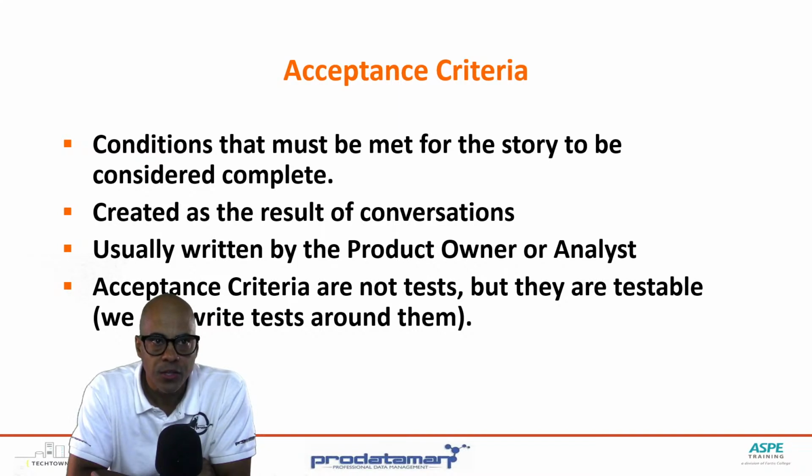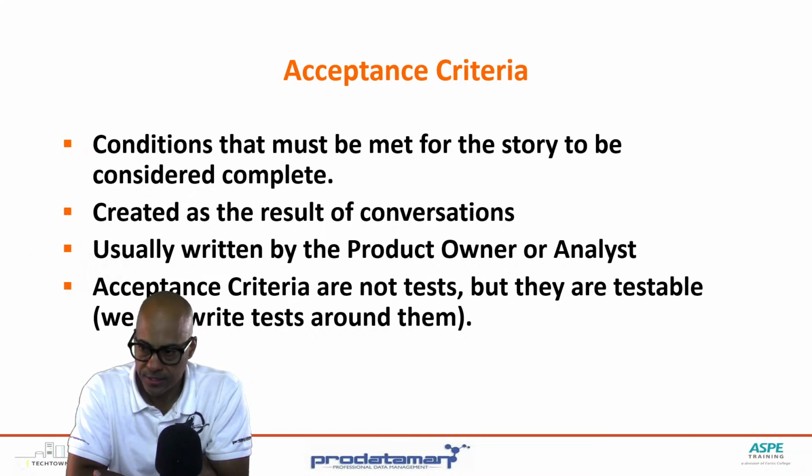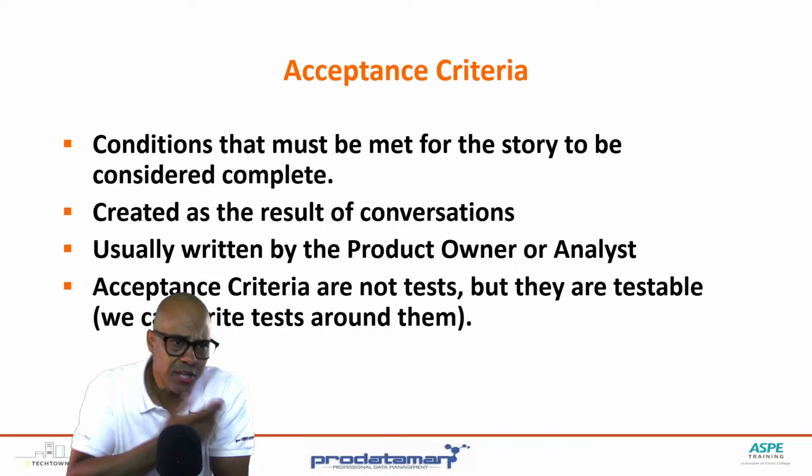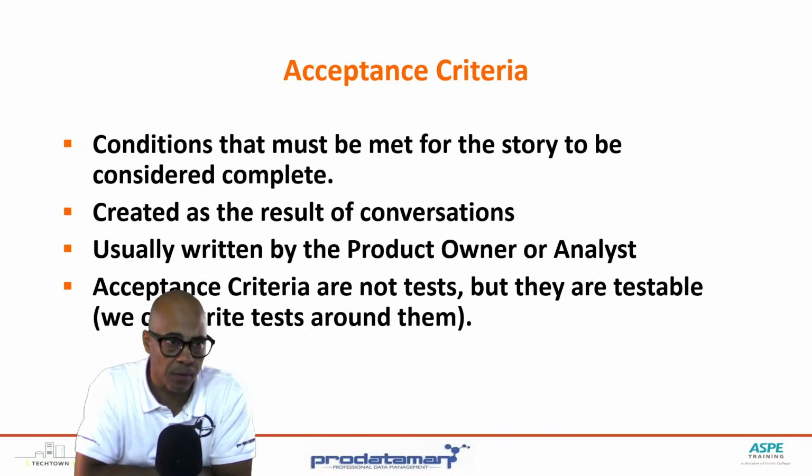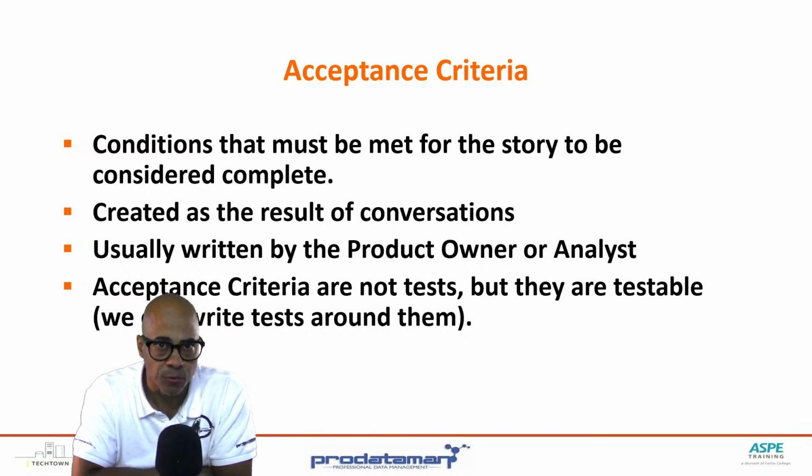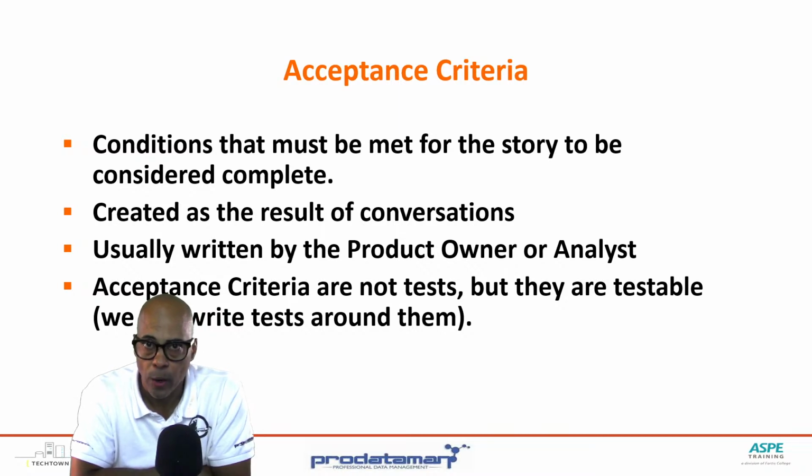So you guys remember when we're talking about user stories, I mentioned that acceptance criteria is the way that we clarify all the different scenarios under which this particular story might be used. So acceptance criteria are the conditions that must be met for the story to be considered complete, and usually created as part of that customer collaboration conversation where we're asking the customer what it is that they're looking for, and talking about all the different scenarios, all the different use cases where that story might be used.